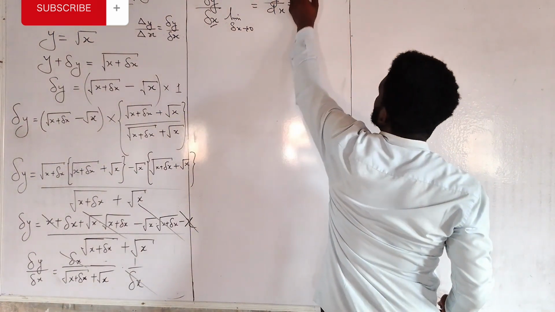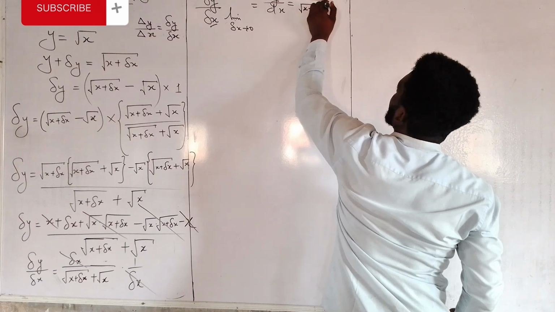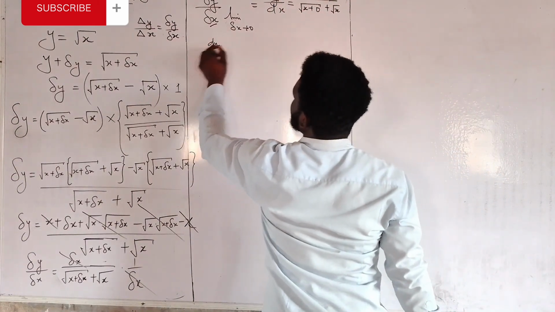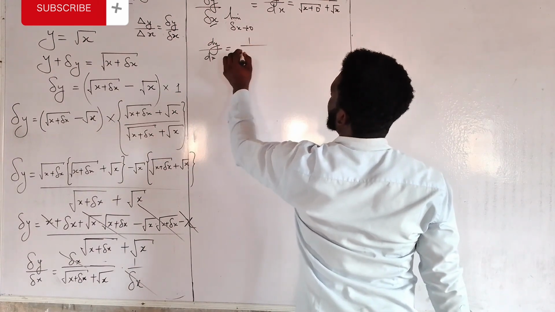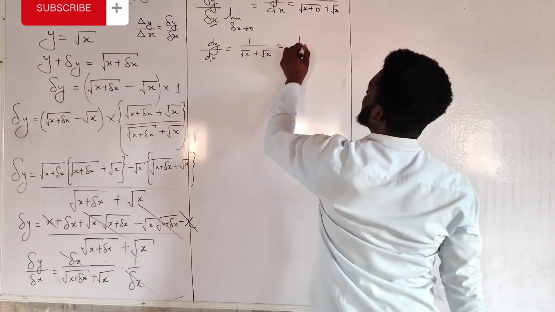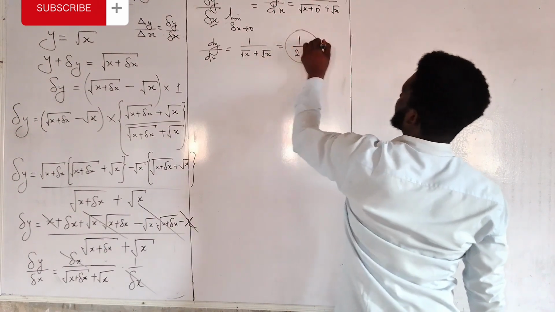So I'm going to have 1 over the square root of x plus 0, then plus the square root of another x. So finally your dy dx is going to be equal to 1 over the square root of x plus another square root of x, which simplifies to become 2 square roots of x.